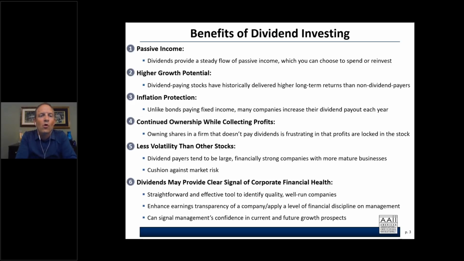And I'll just touch on one more, number 5, less volatility than other stocks. Dividend payers tend to be large, financially strong companies with more mature businesses. And with those mature businesses, there typically is a cushion against market risk. So there's a few of the benefits of dividend investing.